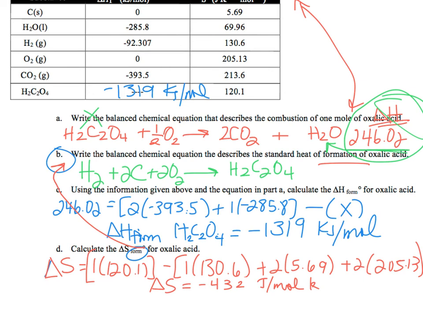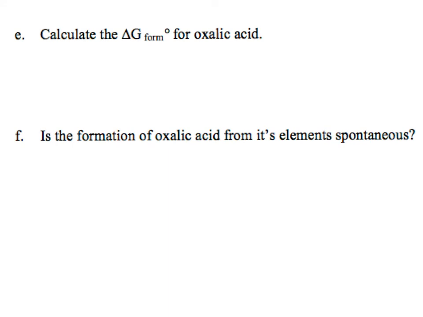Okay, so recap for part C, we used the heat of combustion equation because we knew the value to set the reaction equal to. In part D, we had to use the heat of formation equation because it wanted us to find the delta S of that formation reaction. And now we're going to find the delta G of formation. So from part C, we can easily get our delta H of formation because it was calculated.